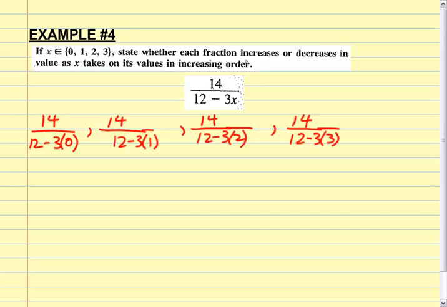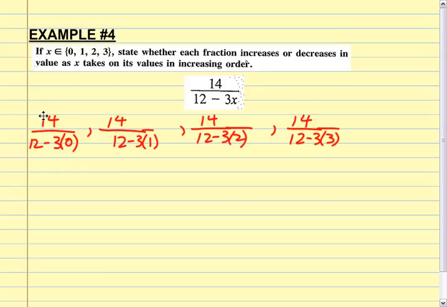Now, just before I simplify that stuff, if the numerator stays the same, but the denominator gets smaller, think about what I'm saying. If the numerator stays the same and the denominator gets smaller, what happens to the value of the whole thing? Does it get bigger or smaller? Emma? It gets bigger, right? So you can see the numerator staying the same. It's staying 14, but we're going to divide 14 by these denominators.